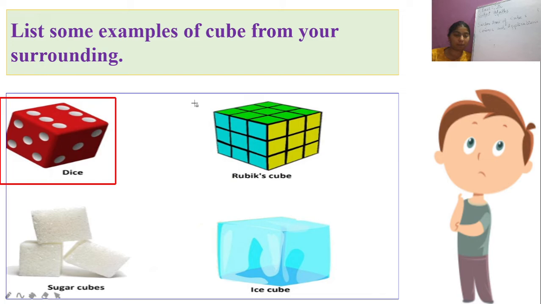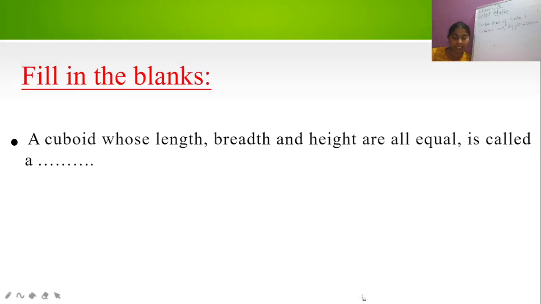Now students, it's your task to do. You have to fill in the blanks. A cuboid whose length, breadth and height are all equal is called a dash? We have discussed all the terms, so take time and write down your answer in the comment box. Yes, I guess you have come to know the correct answer. Very good students, the answer is a cube. A cube is a cuboid whose length, breadth and height are equal.